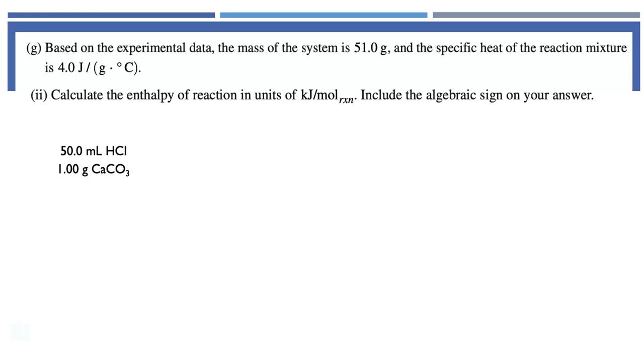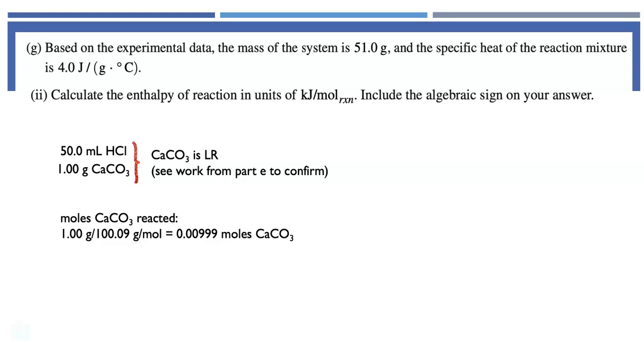I knew I had 50 mL of HCl, 1 gram of calcium carbonate. We know that calcium carbonate is the limiting reactant. You were actually told HCl is in excess, or we had work in part E to confirm that. All right, so the calcium carbonate is the limiting reactant here, and that's going to be something to note, right? And we also know that there were 0.00999 moles of calcium carbonate reacted in each of the 6 trials that were done.